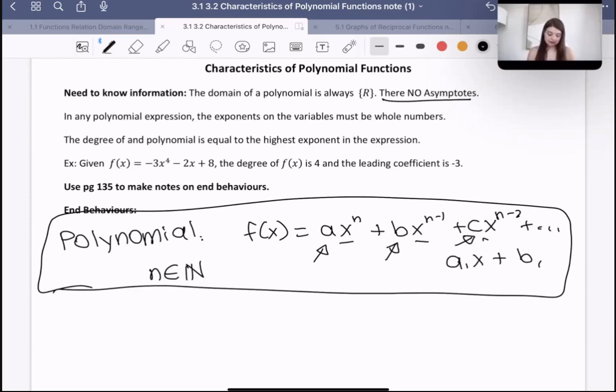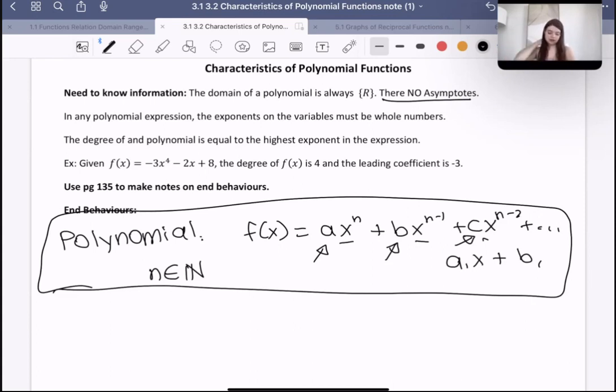Then it says here, in a polynomial expression, the exponents on the variables must be whole numbers. So that's something we already covered. We already mentioned how we can't have a degree on a polynomial that is a fraction or something that's negative, because negative numbers can be integers, -1, -2, -3, but they're not considered whole numbers.